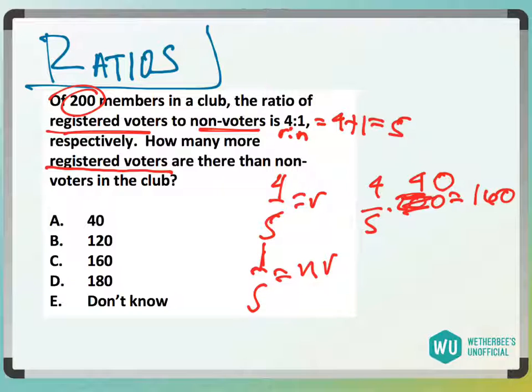You could do 1/5 times 200, or obviously you just know that 40 are the not registered. So how many more registered than non-registered? 160 minus 40, which would be 120.